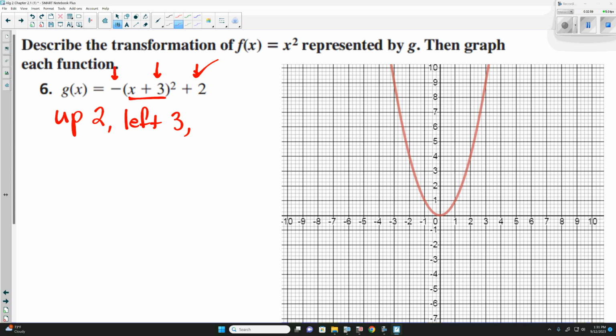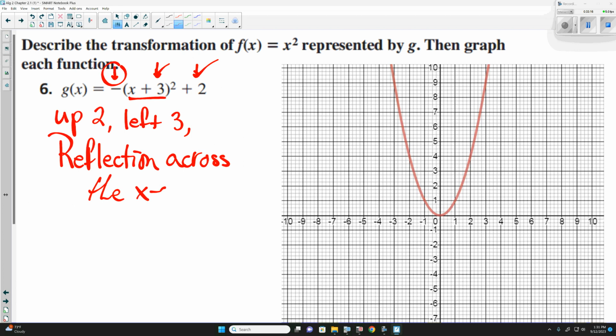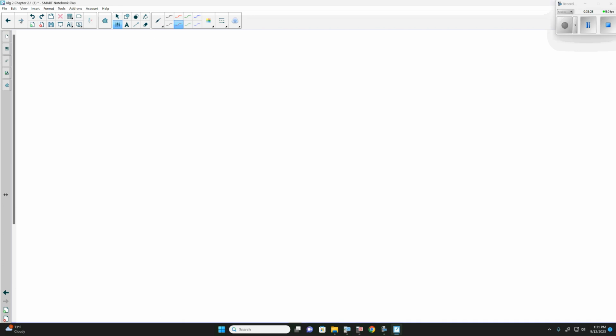Now, there's nothing else left inside the parentheses. The only other thing left is this negative out front, which is a reflection. Yes. Questions on this here? And that is where we're going to stop for today. We're going to pick this up tomorrow.